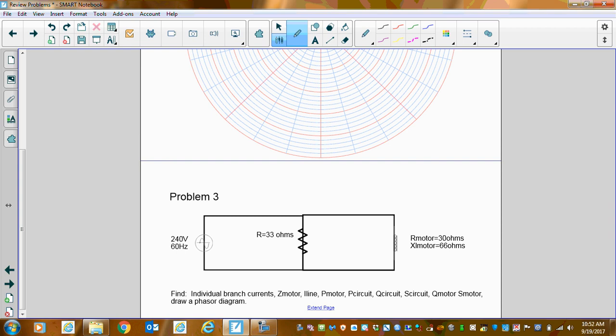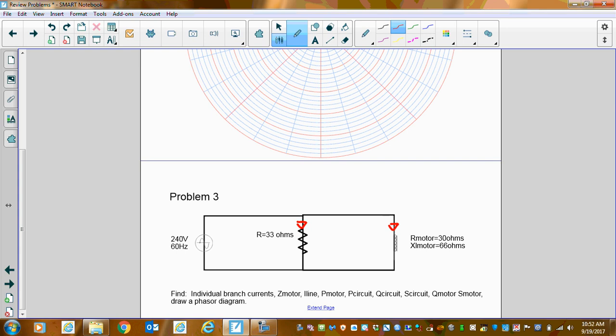So very first thing we want to do here is it says find individual branch currents, impedance of the motor, line current, power motor, power circuit, power, some sort of power, reactive power, you get the idea. So we want to start by, first of all, calculating the individual currents in each phase. So we actually want to go in and look at current here and current here. We want to determine what our currents are. So how would we do that? What's step 1 here? What do we need to know?